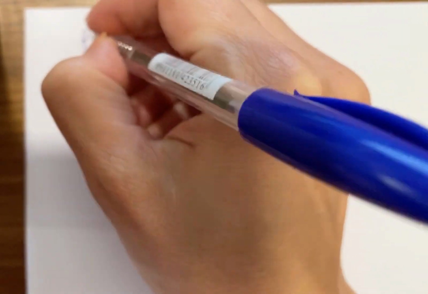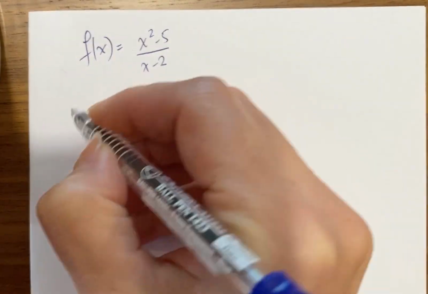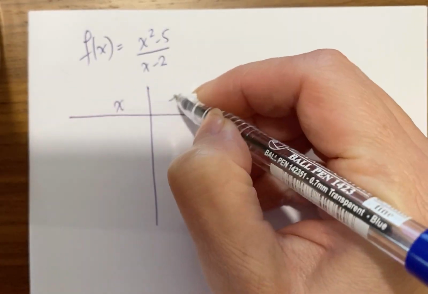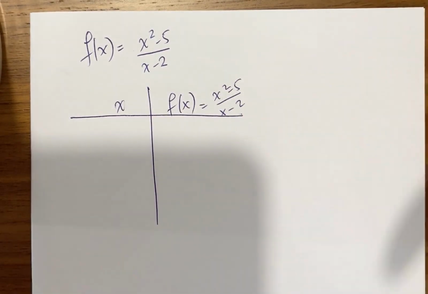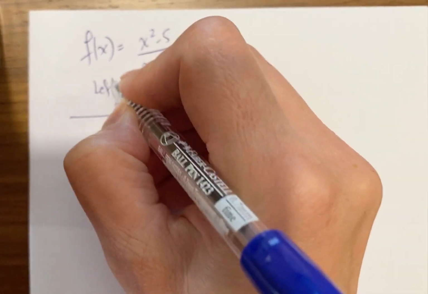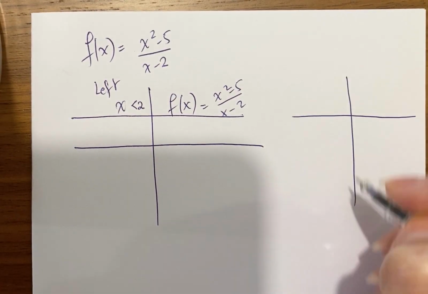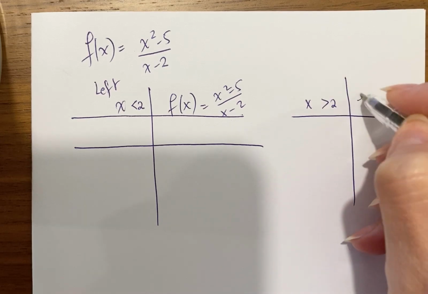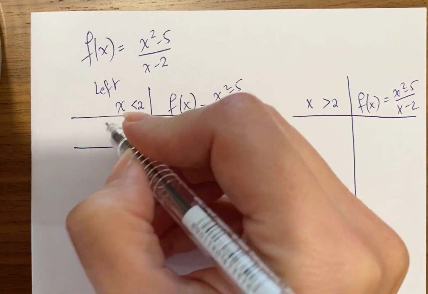Whereas for the second function, if I do exactly the same thing, x and f of x, and I set up those tables of values, what do I notice? If I choose, again, here I will work with the left, so x will be approaching 2 but less than 2. Here I will work with the right, x approaching 2 but greater than 2. And I start choosing values.